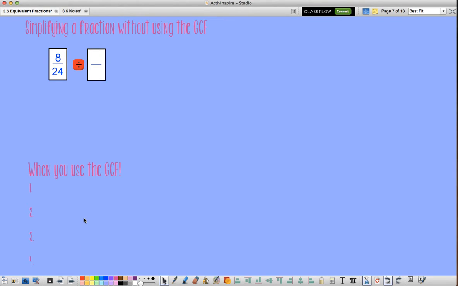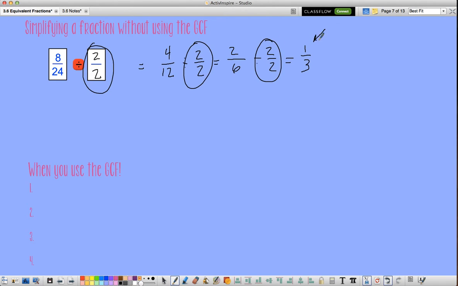Okay, and let's look at how this works. So even if we don't use the greatest common factor, let's look at 8/24. Since they're both even, they both can be divided by 2. And when I do this, I get 8 divided by 2 is 4, because what I do to the top, I have to do to the bottom. And 24 divided by 2 is 12. Well, they're both even, so I can actually divide that again by 2 and by 2. And I get 2 and I get 6. Well, they're both even again, so I can simplify that even further by dividing by 2 over 2, and I get 1/3. So I had to divide 1, 2, 3 times to get to my simplest form.